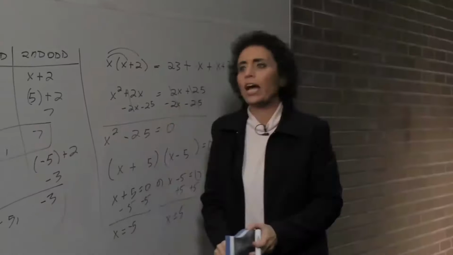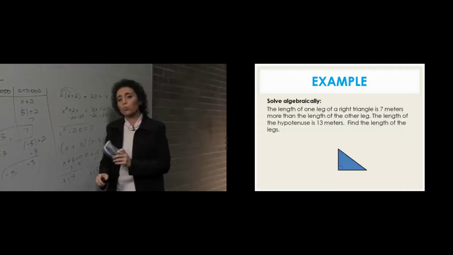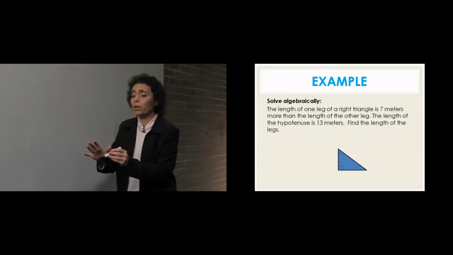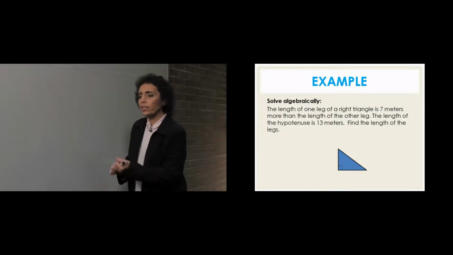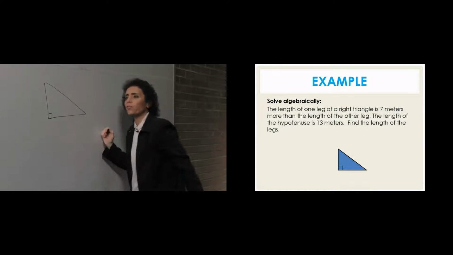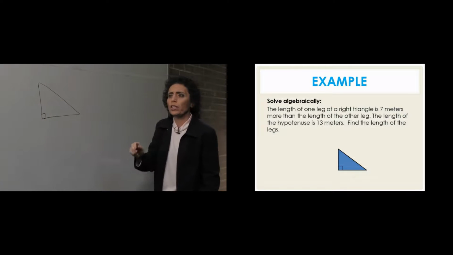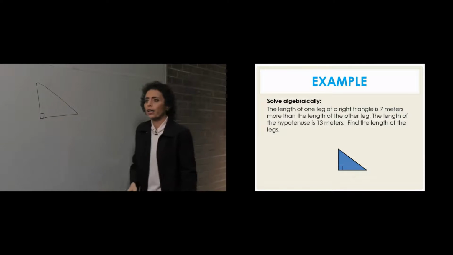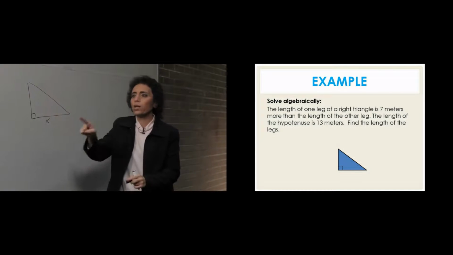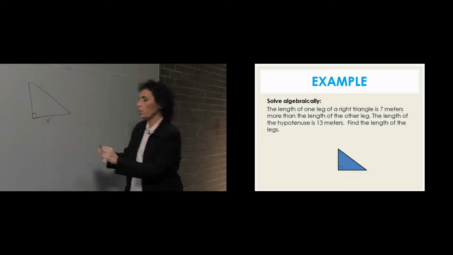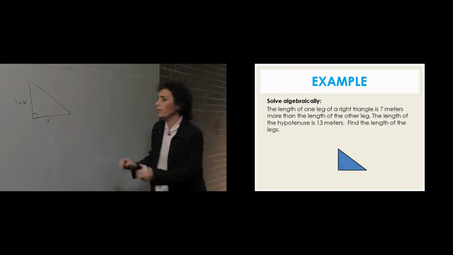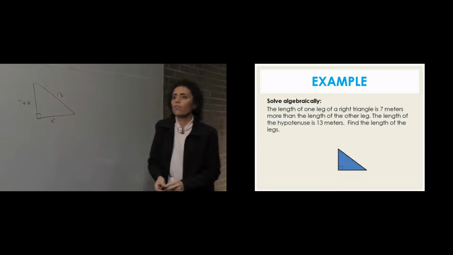So awesome. Okay, for the next problem, I'm going to do this problem with you. Okay, let's take a look at this one. We're going to bring back that Pythagorean theorem idea here. The length of one leg of a right triangle. Okay, let me give you a right triangle. The length of one leg of a right triangle is 7 meters more than the length of the other leg. So we know these are the 2 legs. Okay, so we're going to make one leg x. Doesn't matter which leg. If this is 7 meters more, this is what we got. And the length of the hypotenuse is 13. Find the length of the legs.